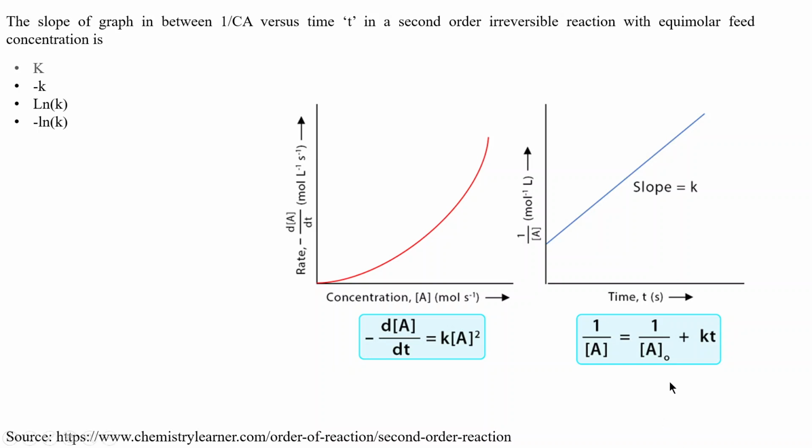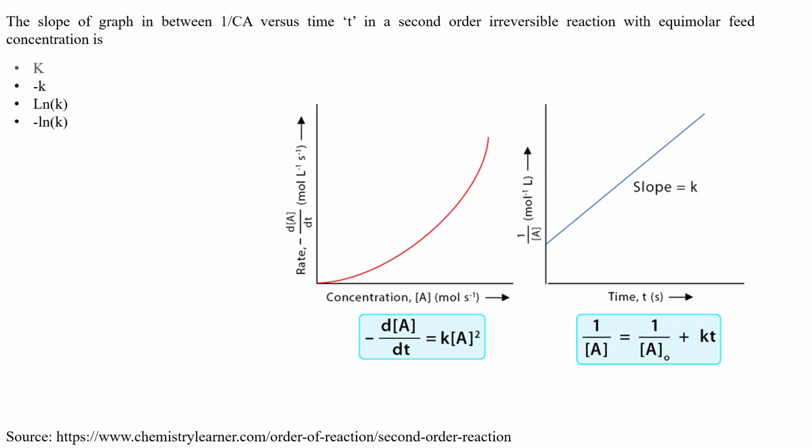Okay, so here you can clearly imagine that this expression present here is y equals mx plus c. That is the equation for a line. So you can see that we have this term, 1 by square bracket A, as y, equal to mx, that is k multiplied by t, plus c, that is 1 by A naught. Why is 1 by A naught constant? Because we are starting with the initial concentration. So that is the square bracket A naught. That will be your initial concentration. For example, you have some decomposition reaction going on in your laboratory.